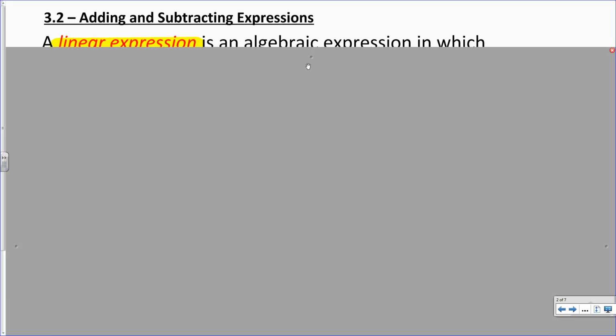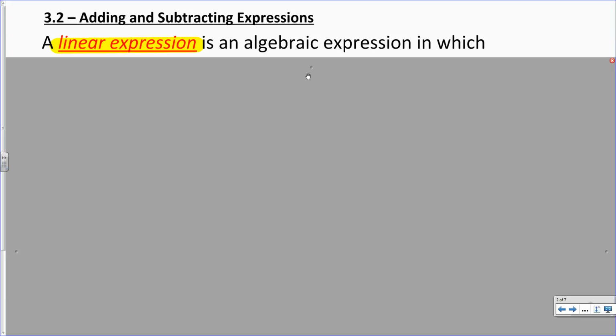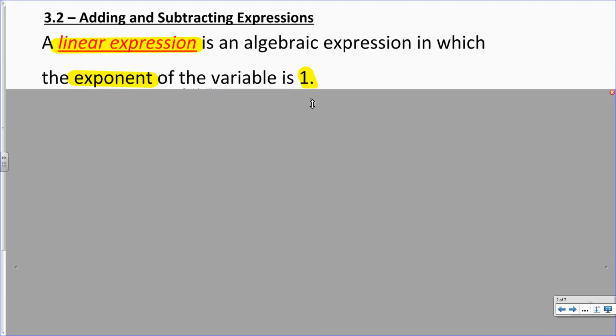Okay, today's lesson is going to be about adding and subtracting expressions. Go ahead and find that section of your notes and make sure it says 3.2, adding and subtracting expressions. So first of all, what I want you to understand is that when you are adding or subtracting expressions for this class, you will be dealing with linear expressions. That means that it's an algebraic expression in which the exponent of the variable is 1.